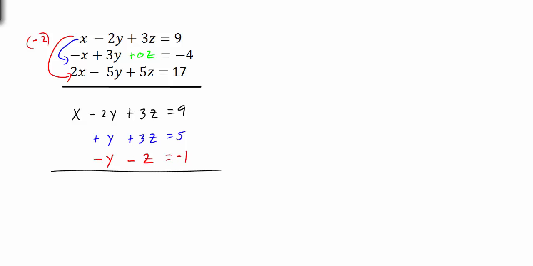Okay, now the idea of what we wanted to do here is we wanted to make all of the x's 0. So here we have a 0x and then here we have another 0x. So we completely canceled out all of the x's below.